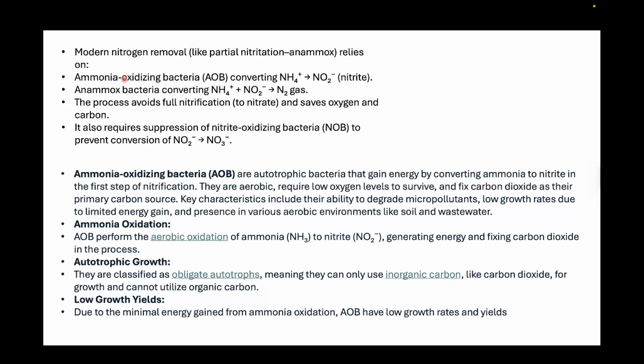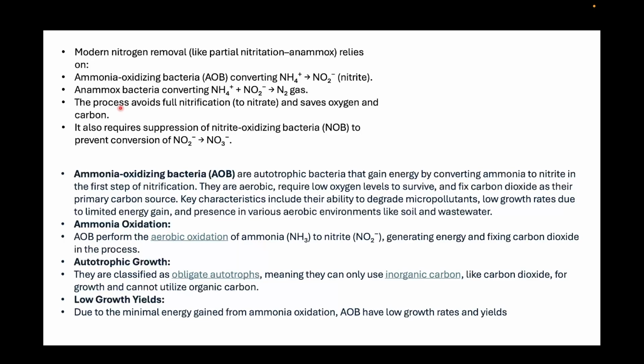So modern nitrogen removal like partial nitritation-anammox relies on ammonia oxidizing bacteria converting ammonia to nitrite, and anammox bacteria converting ammonia plus nitrite to nitrogen gas directly. This process avoids full nitrification to nitrate and saves oxygen and carbon. So understood? This is the key point here.